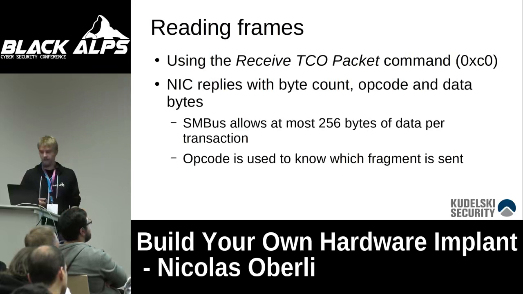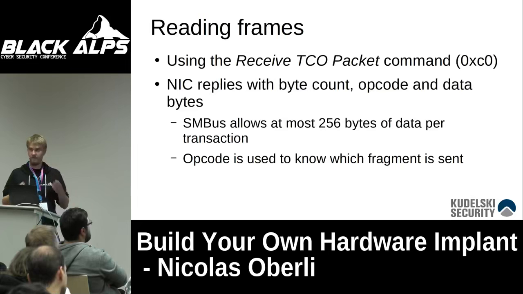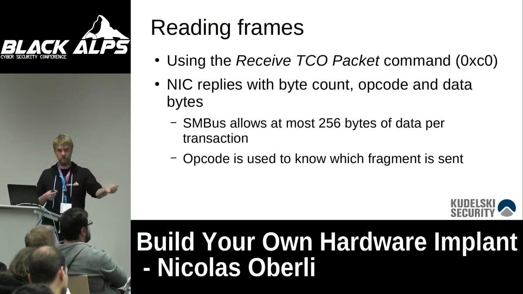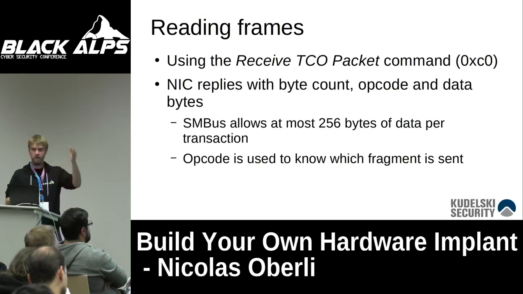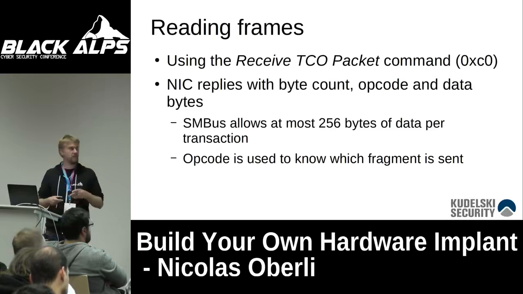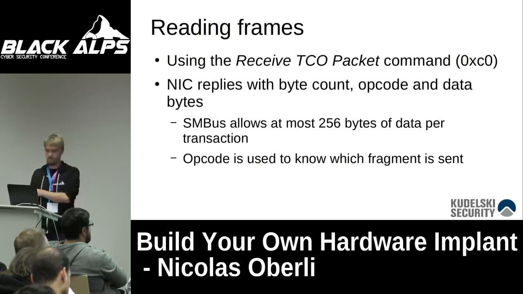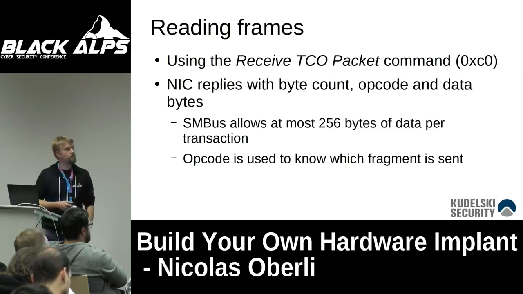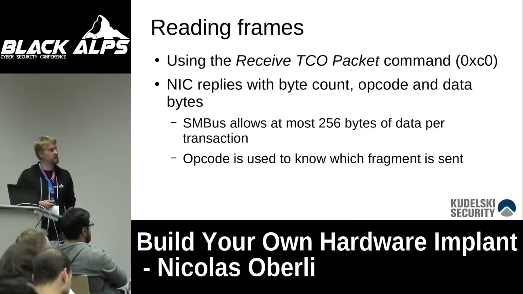So, how do we exactly read frames? Now we have a filter that can process packets, so each time a packet comes from the network to the card, it will pass every filter that we set, and if it matches a filter, it will be sent to our implant and not to the host. But how do we exactly read those packets?